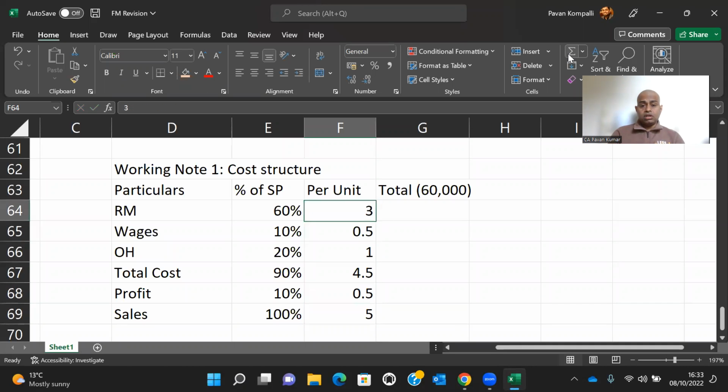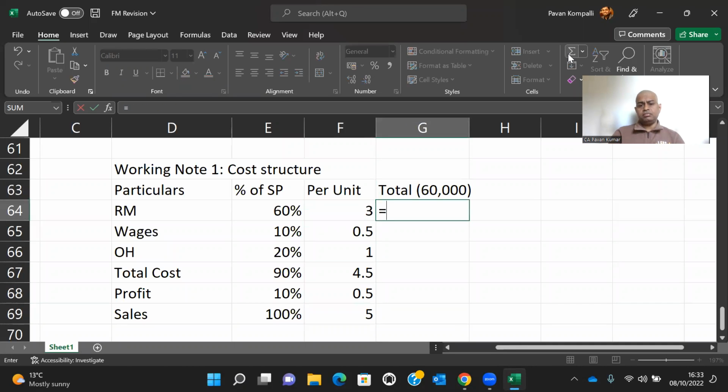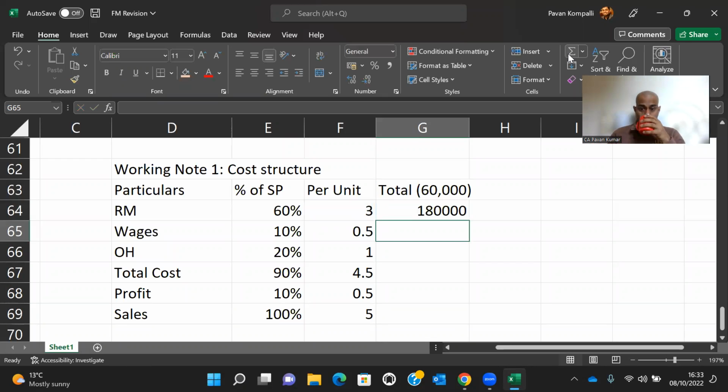Okay, now can you multiply this and tell me? So total raw material consumed is 1,80,000. Can you tell me what is total wages? To produce 1 unit, you have to pay 50 paise, 0.5 rupees. But you are producing 60,000, no? So for 60,000 units, how much of wages are to be paid? Isn't it 30,000?